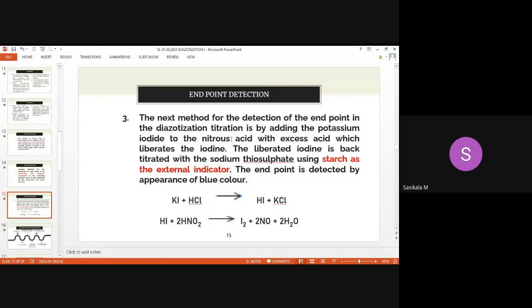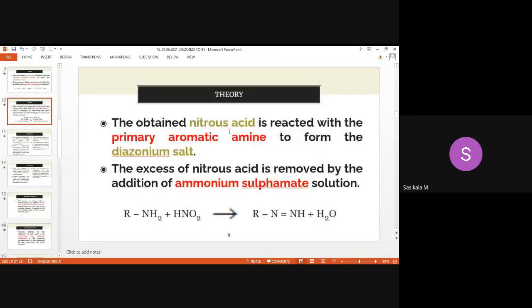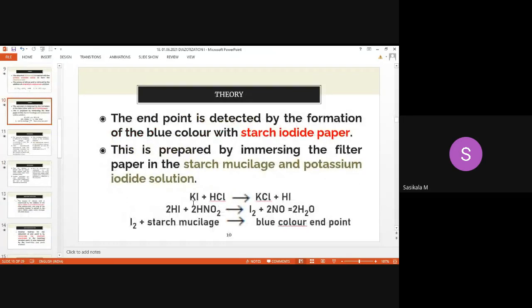Once all the nitrous acid has reacted with your primary aromatic amine, and the diazotization or diazonium ion formation is completed, the excess potassium iodide already present in the conical flask will react with nitrous acid. What reaction is taking place? Potassium iodide and nitrous acid. Nitrous acid, as we have already discussed, converts potassium iodide.